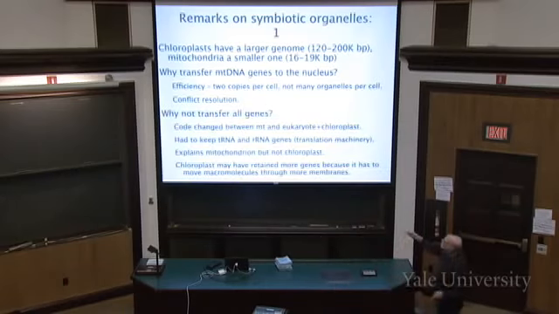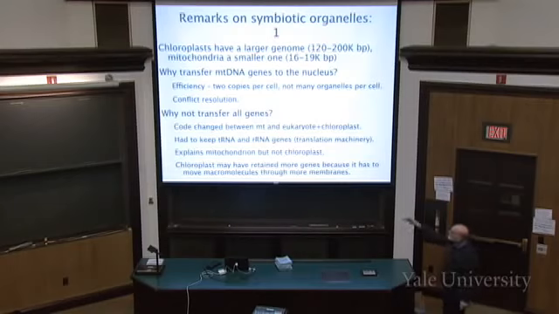Now, why not put all the genes into the nuclear genome? Well, there are a couple of reasons. One is that the genetic code is actually different in the mitochondria and in eukaryotes and in the nuclear genome and in the chloroplast. So the tRNA and ribosomal RNA genes, the translation machinery, had to be retained in the mitochondrion, at least that much.